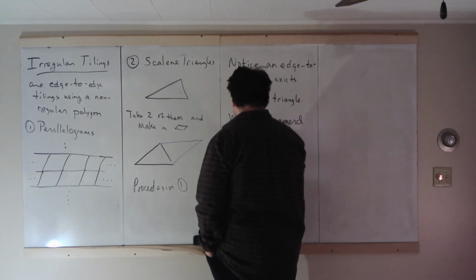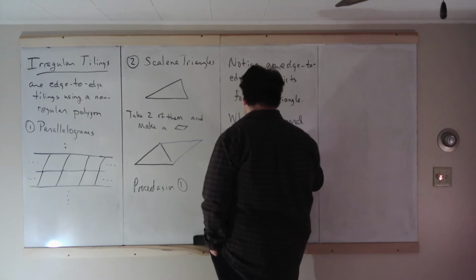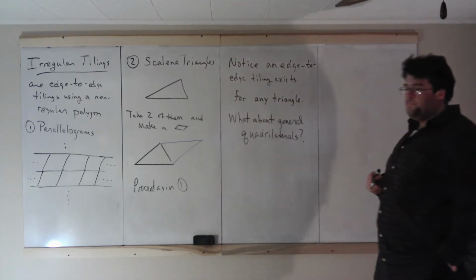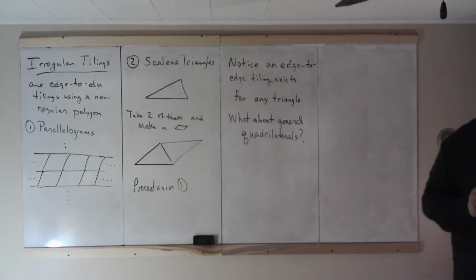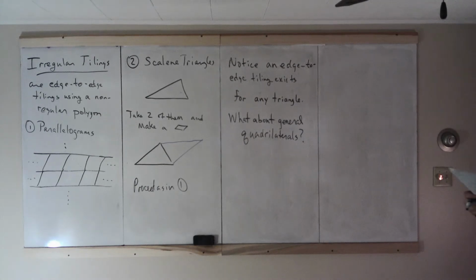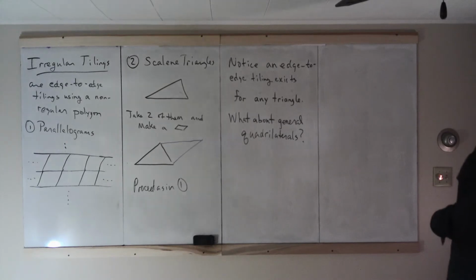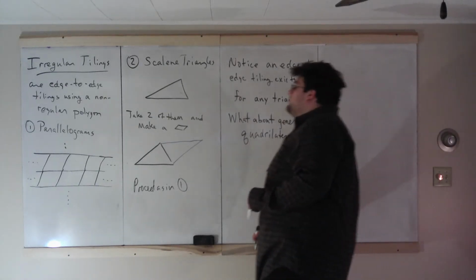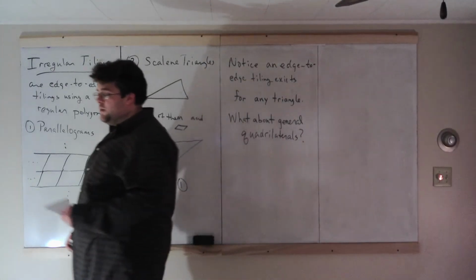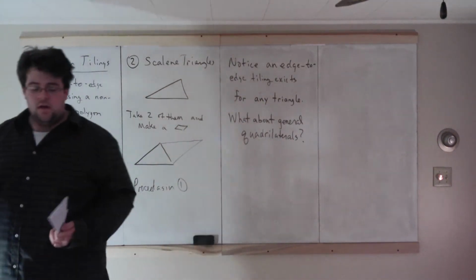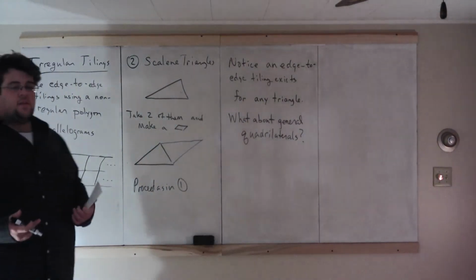What about general quadrilaterals? Well, what can we do with those? So when we were fitting together hexagons and octagons and all those, we took advantage of the fact that the hexagons perfectly added up to 360 if we put three together.